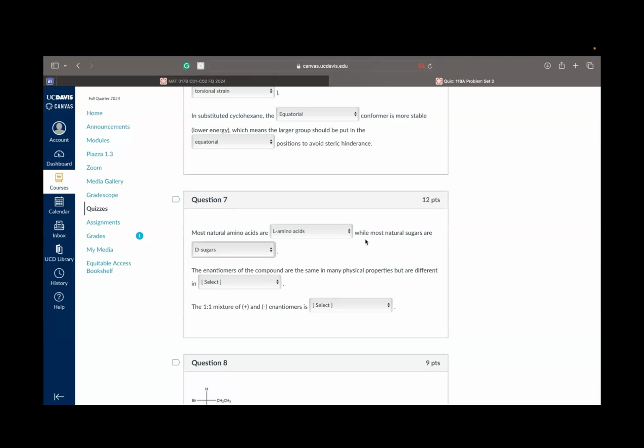So do you think we're expected to know this? Usually you don't learn amino acids and sugars in 1A, already, but since she's putting it in the homework, I would know it. Okay. So what's an easier way to understand this?